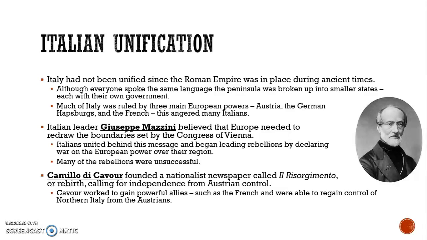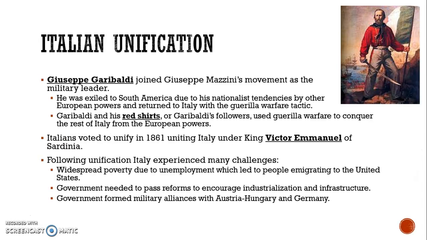Camillo di Cavour founded a nationalist newspaper called Il Risorgimento, or Rebirth, calling for independence from Austrian control. Cavour worked to gain powerful allies such as the French, and were able to regain control of northern Italy from the Austrians. Italy wouldn't have been able to unify itself without Giuseppe Garibaldi, who joined Mazzini's movement as the military leader.